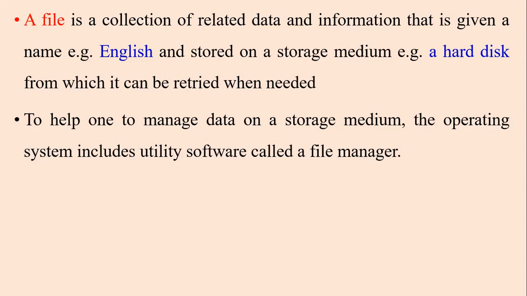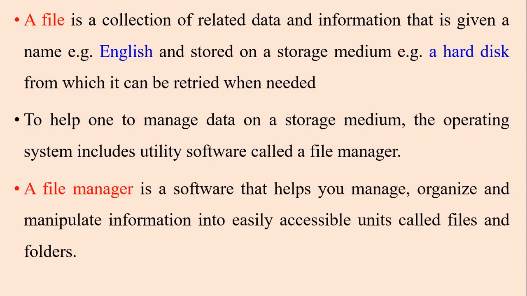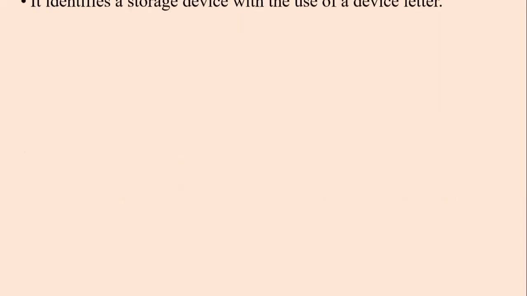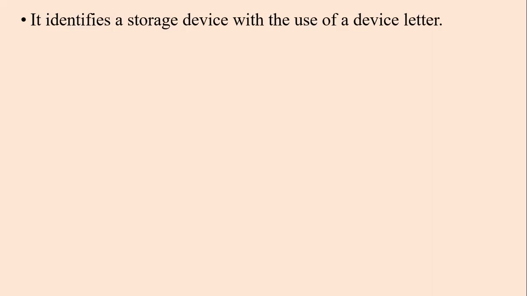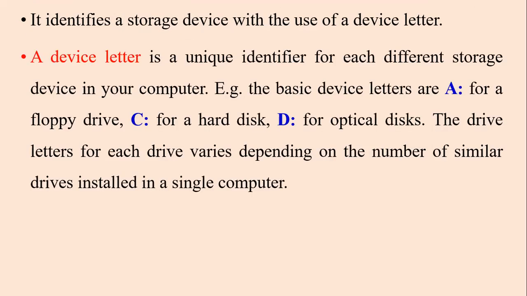To help one to manage data on a storage medium, the operating system includes utility software that we call a file manager. A file manager is software that helps you manage, organize, and manipulate information into easily accessible units called files and folders. It identifies a storage device with the use of a device letter. A device letter is a unique identifier for each different storage device in your computer. In other words, the operating system distinguishes between various storage media with the use of certain drive letters.